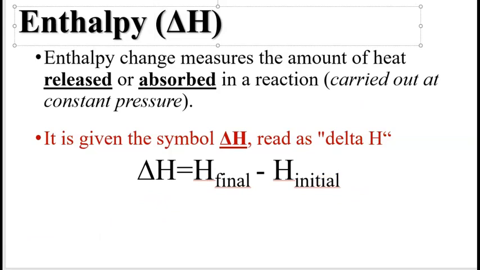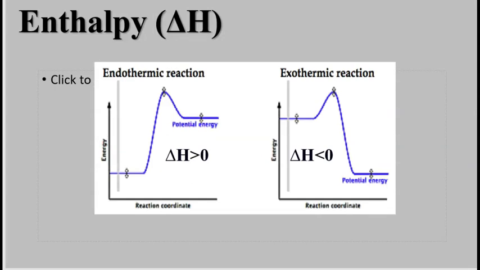For this delta H, we record this by saying H final minus H initial. So delta just means change. So we're subtracting the final reading from the initial. So when we're talking about enthalpy, for an endothermic reaction, you're always going to see a delta H that is greater than 0, whereas in an exothermic reaction, your delta H will always be less than 0.